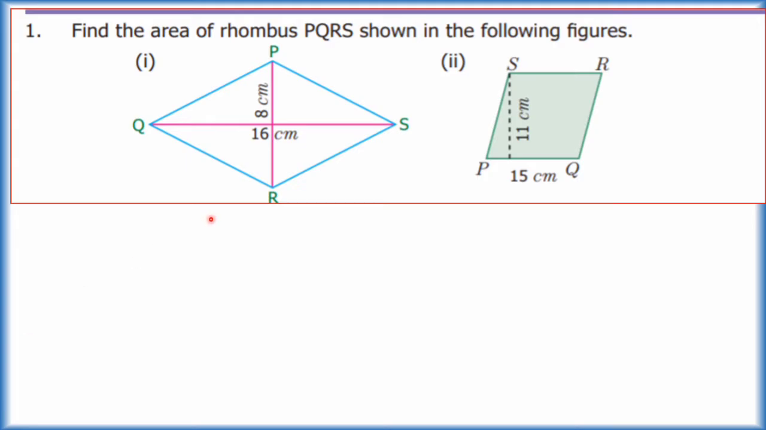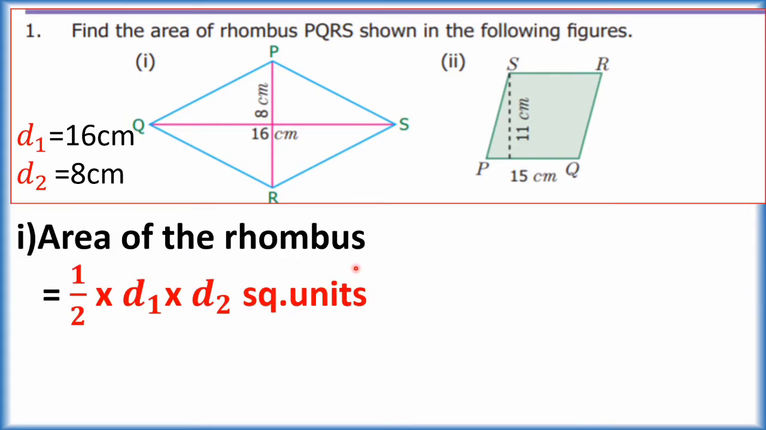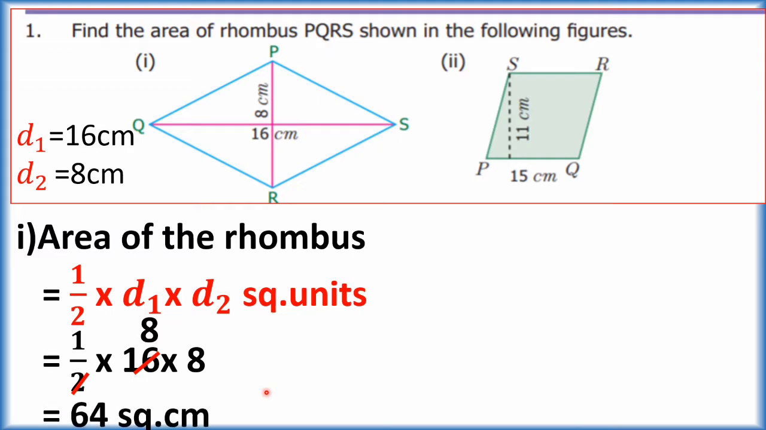Let us see the exercise problems. First sum. Diagram is given. First we decide whether diagonals are given or base and height is given. Here the diagonals are given. Let us take D1 16 cm, D2 8 cm. We know the formula, area of the rhombus equal to half into D1 into D2 square units. Substitute D1 and D2. Let us cancel this 2 and 16. We get 8. 8 8s are 64 square centimeter.